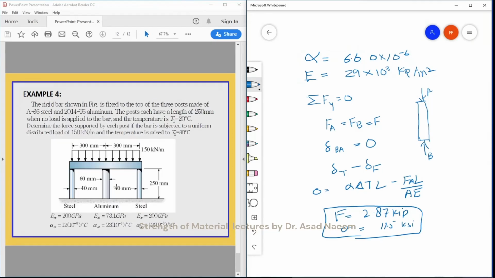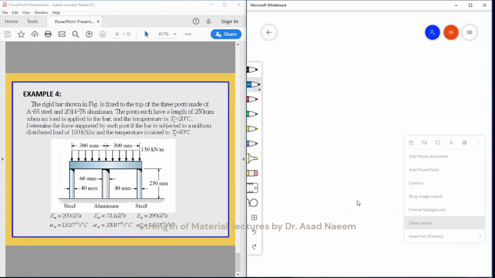Okay, so now we will try to solve another question, another numerical. In this, it says the rigid bar shown in the figure is fixed to the top of the 3 posts. ठीक है, जो 3 posts हैं, it is fixed by this kind of a bar. Posts are made of steel and aluminium. The posts each have a length of 250 millimeter when no load is applied to the bar. ठीक है, when there is no load, then the length of the bar is 250 millimeter.